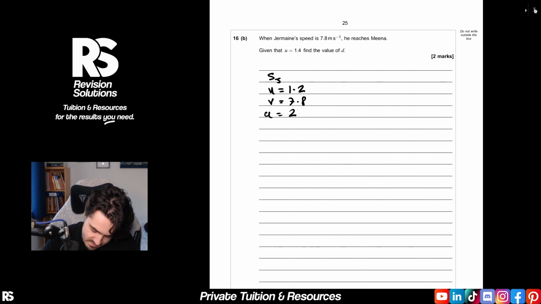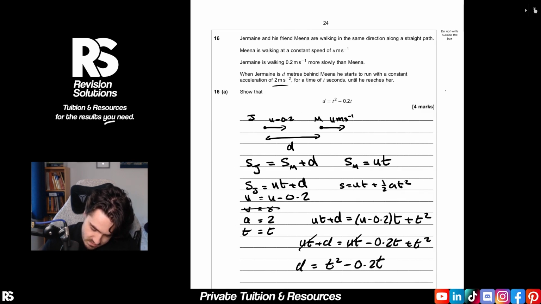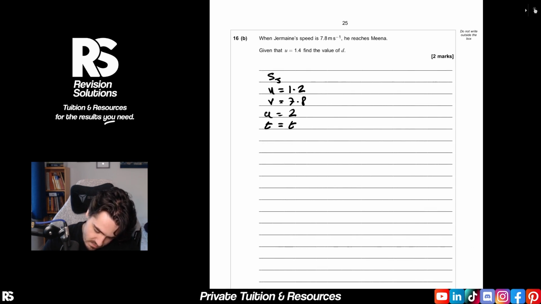And then what we can do, if we find this value of t for these values, we can use our previous expression for d to work out d. So an equation excluding s would be v equals u plus at. So then we would have 7.8 equals 1.2 plus 2t. So then 2t would equal 6.6, meaning t would equal 3.3.